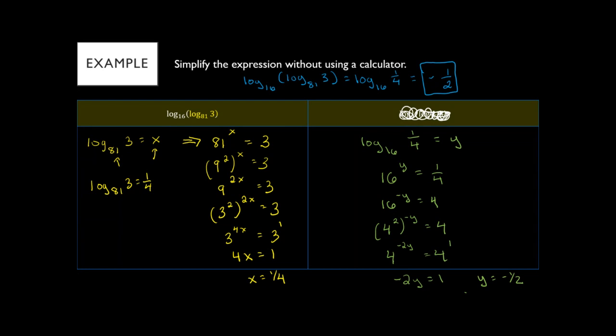And then because we had this embedded one inside another, we had to do it twice, because we had to do the inside logarithm first. And once we figured out what that was equal to, then we had to do the outside logarithm and go through the same process until we got our final answer.